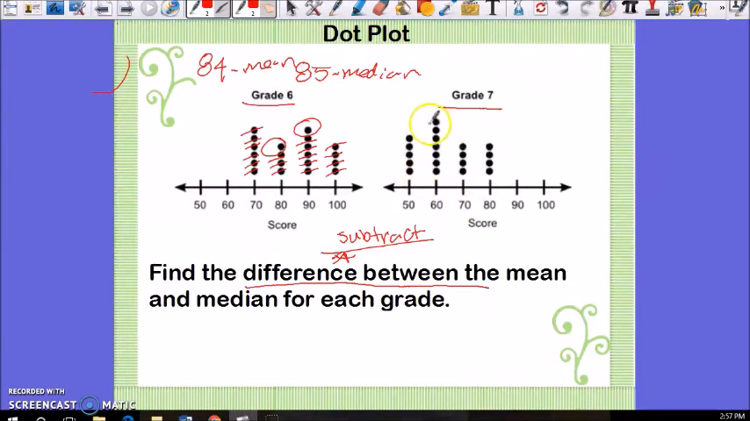Now we need to find the median and mean for grade 7. All right, so for this one, we have 1, 2, 3, 4, 5 50s, 7 60s, 4 70s, 4 80s. We add those all together and divide by 20, and what do we have, Kevon? 60.8. 63.5.